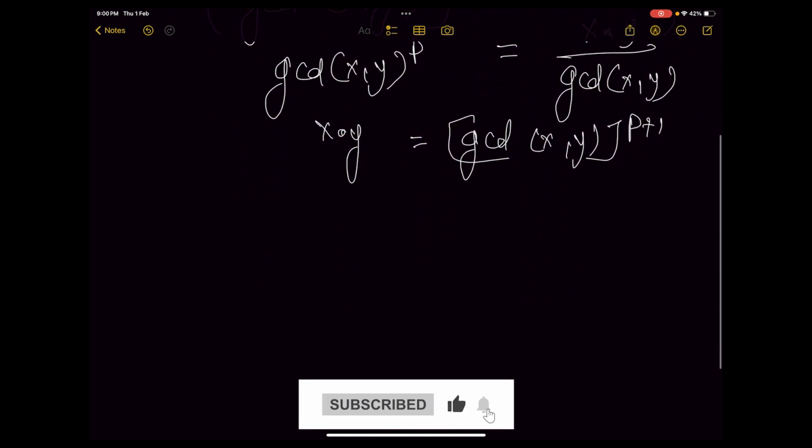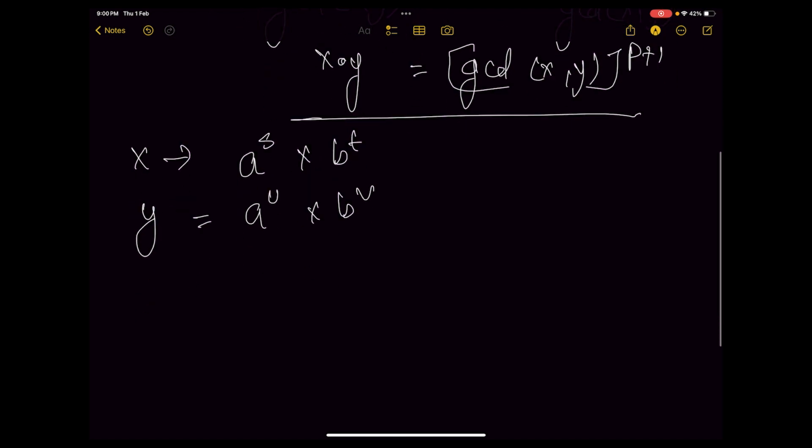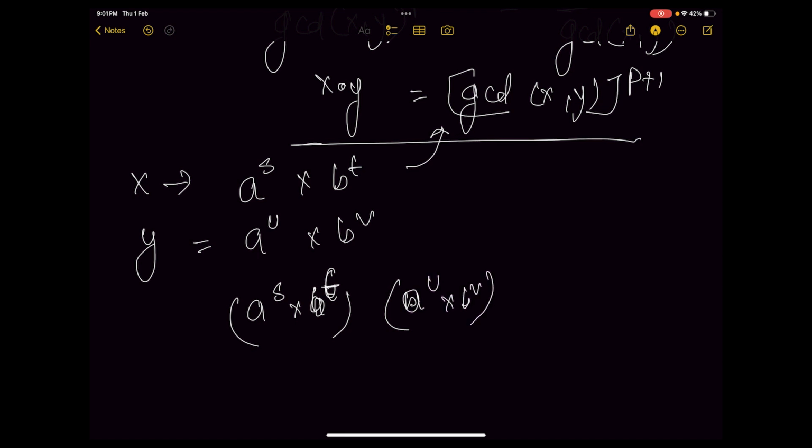Now if x has some prime factors, let's say a to the power of s into b to the power of t, and y has some prime factors like a to the power of u and b to the power of v. Now what would this equation be? It would be a to the power s into a to the power of u for x, and b to the power of t and b to the power of v for y, equal to what the GCD would be.